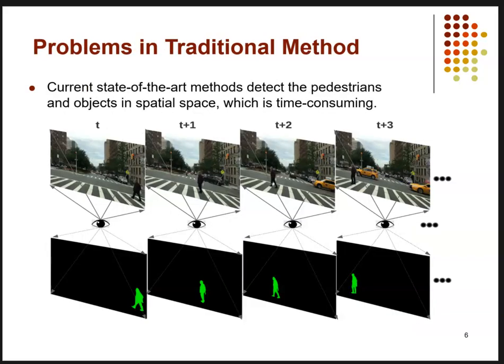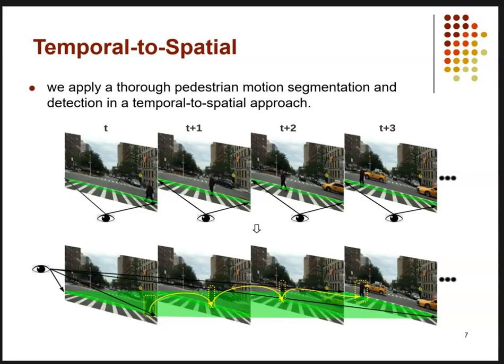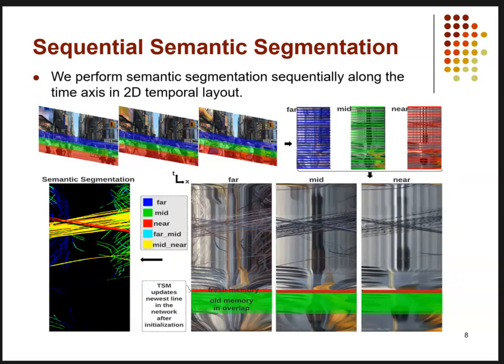The traditional methods for pedestrian detection in driving video directly deal in the spatial space, which is time-consuming. In our work, we apply a thorough pedestrian motion segmentation and detection in a temporal spatial approach, which is very fast with minimal latency in driving.